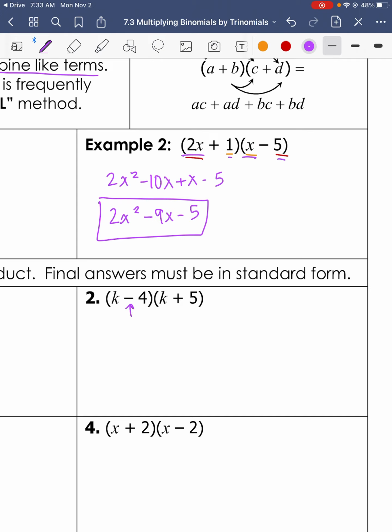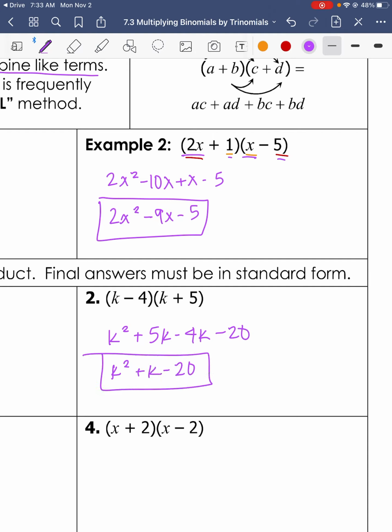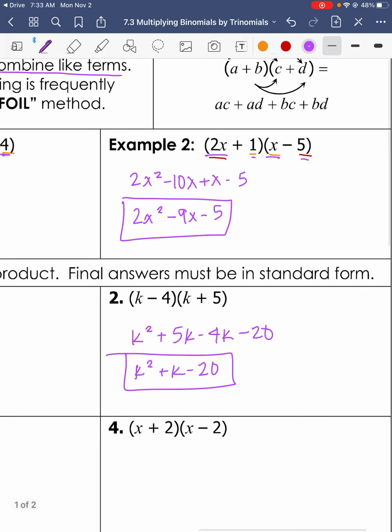All right, so just make sure when we have these subtractions here that the subtraction symbol goes with the term that follows. So when you're multiplying, we're going to be multiplying by negative 4 here. So the first two, k squared, outer plus 5k, inner 2 minus 4k, and then last two minus 20. Combining like terms, we get k squared plus k minus 20. And that's our final answer there.